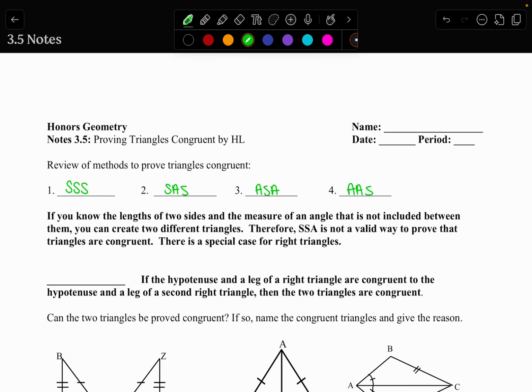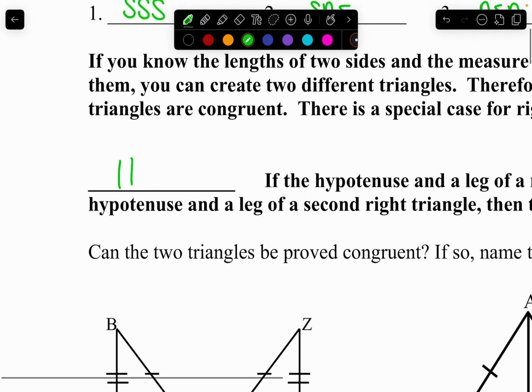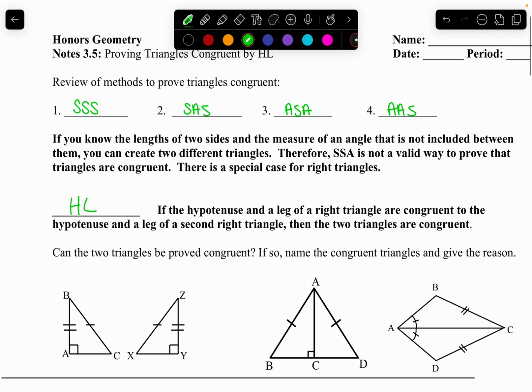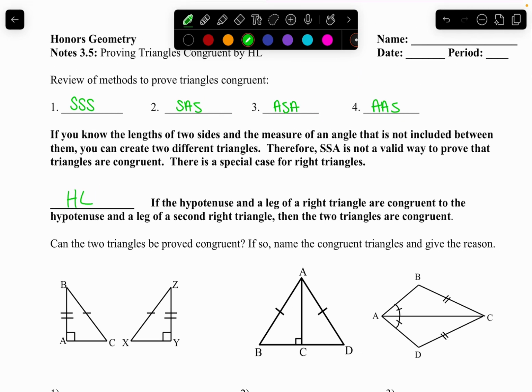So the newest method that we have to prove congruency is called hypotenuse leg, HL. And this says if the hypotenuse and a leg of a right triangle are congruent to the hypotenuse and a leg of a second right triangle, then the 2 triangles are congruent. Can the 2 triangles be proved congruent? If so, name the congruent triangles and give the reason.